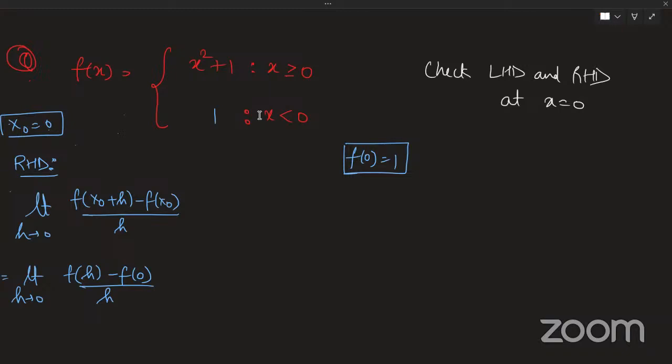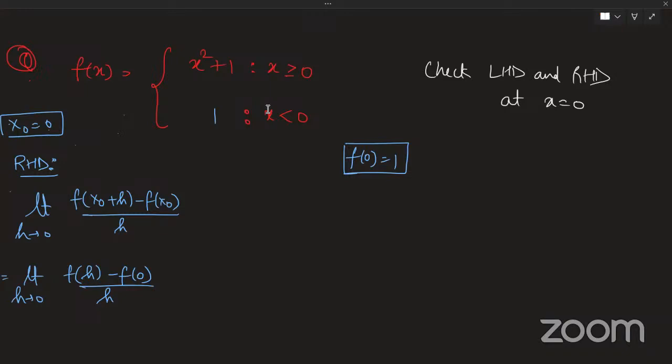Sir, in the question they given x is equal to 0. No, this is differentiability. I am asking about the continuity. I'm just asking you a very basic question: when I asked you if this function is continuous, why did you not check at any other point rather than x is equal to 0?